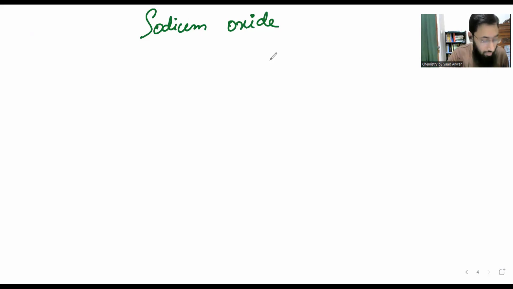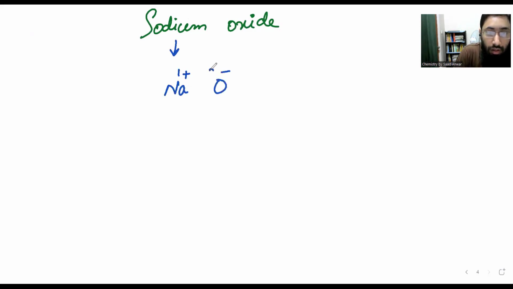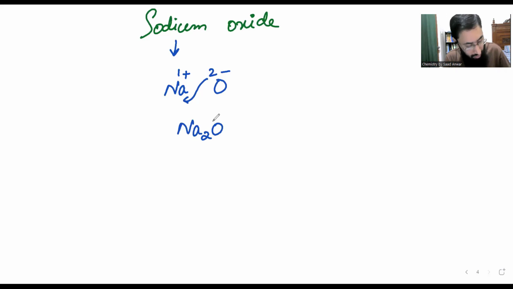So sodium is Na plus 1, and oxide is O minus 2. So would it be Na2O? Excellent, excellent. Good. So this is the way we write a chemical formula.